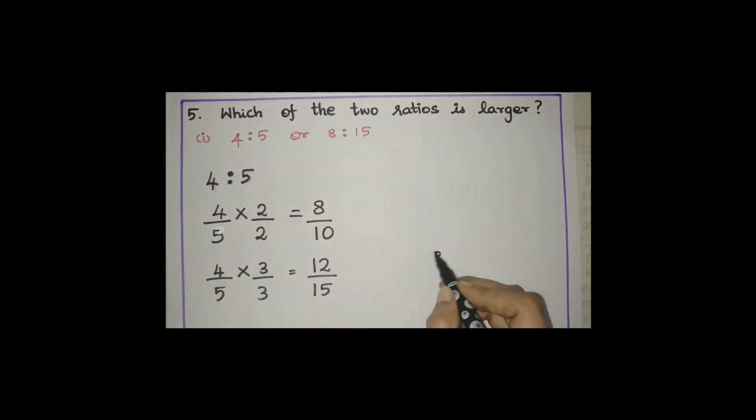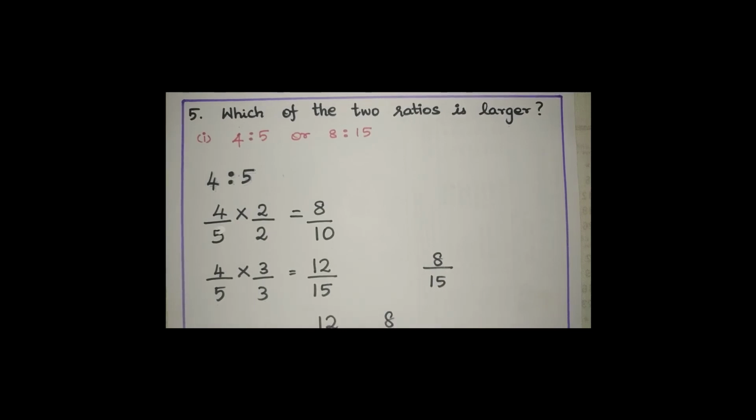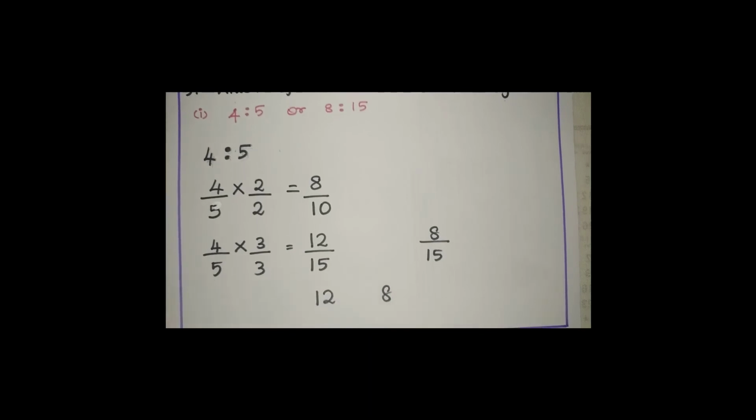Here also 8 by 15. Now we got the same denominator. Now let's compare the numerators. So which one is larger, 12 or 8? Yes, very good. 12 is the larger number. So which ratio is larger? 12 by 15 is larger than 8 by 15.